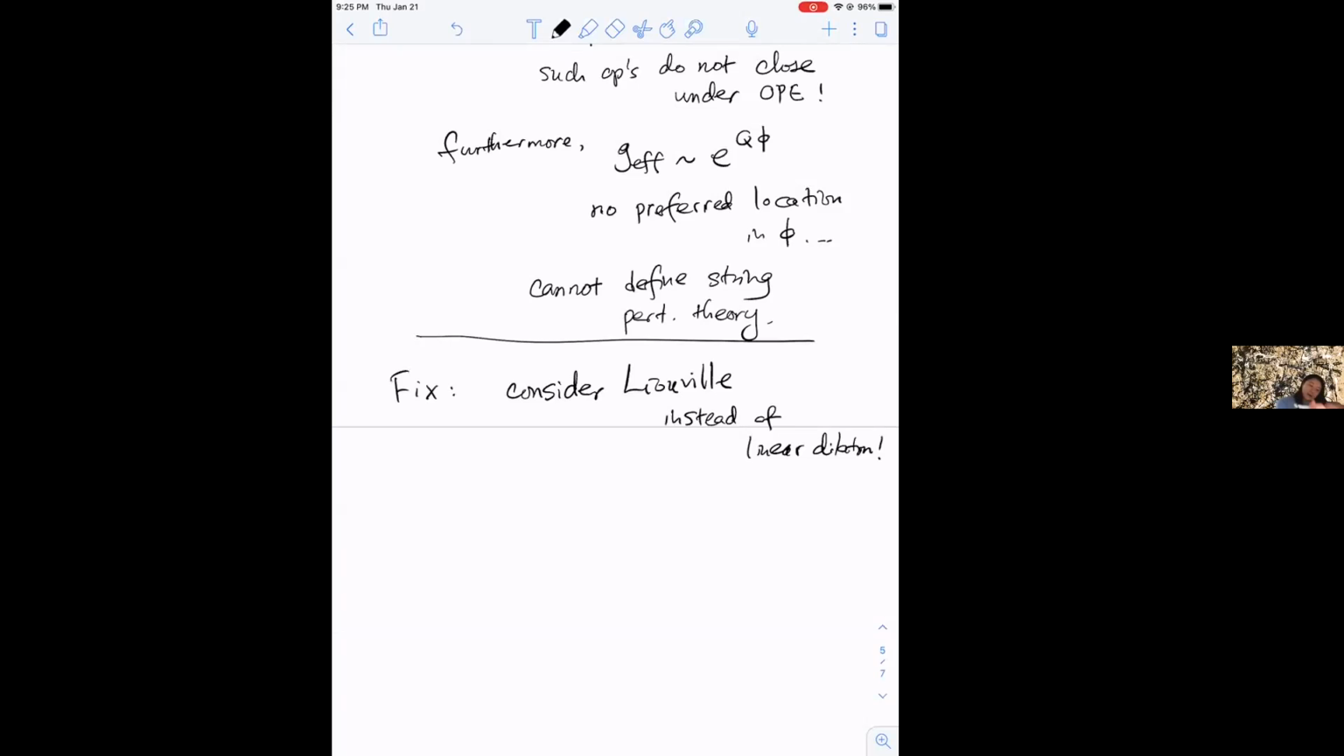Okay, so I'm going to omit the x naught part of the action. I'll just write the Liouville part. So this is the Liouville action. You'd write this as the boson phi, still with the background charge term, but now with also a Liouville potential term. It looks like this.